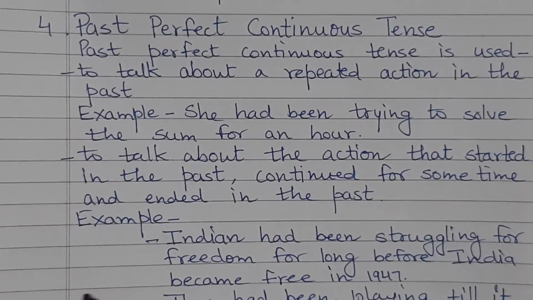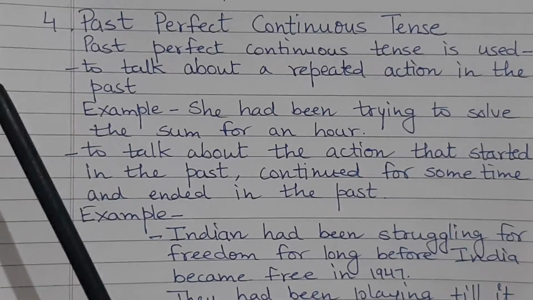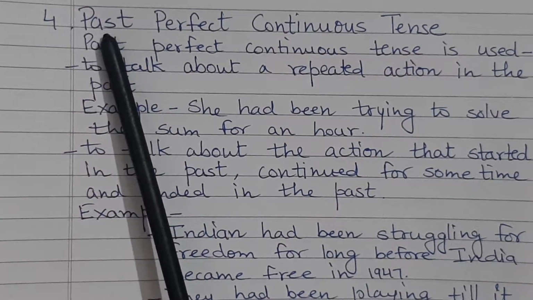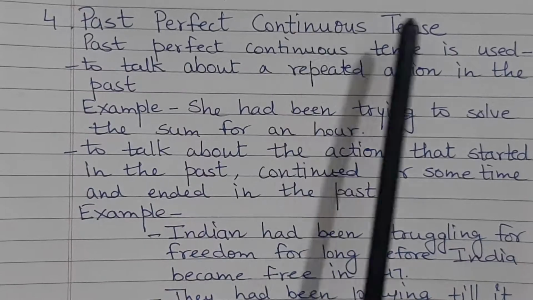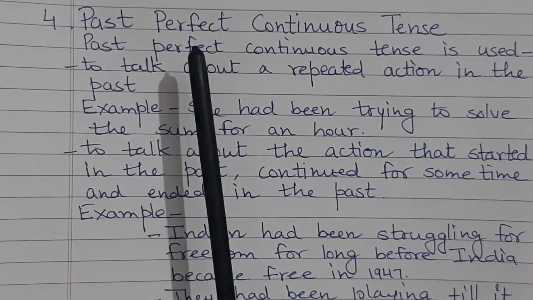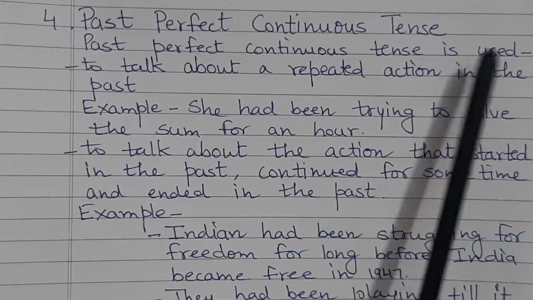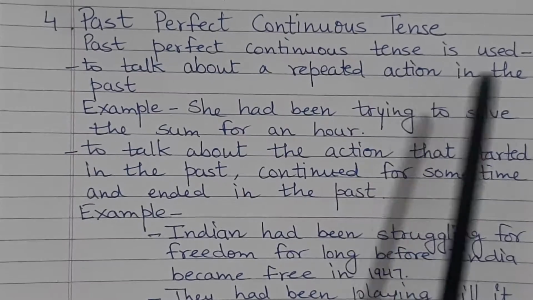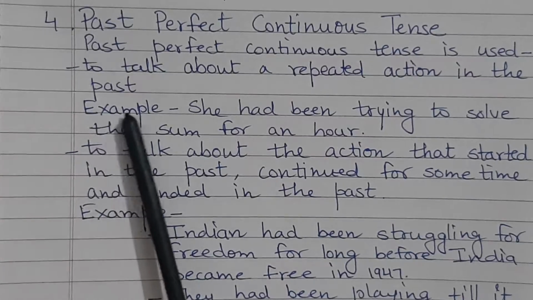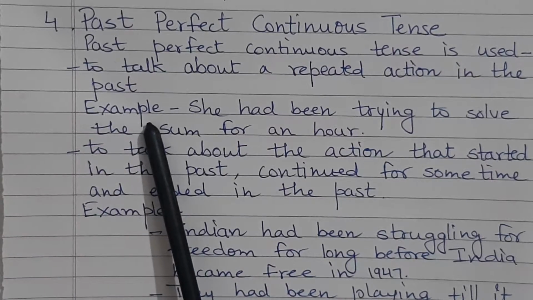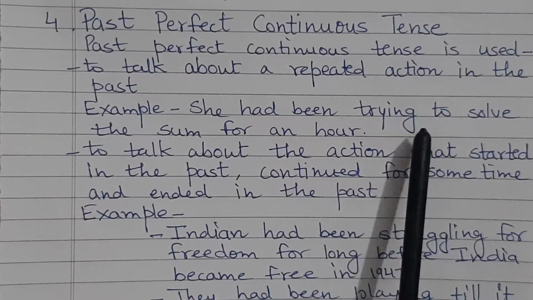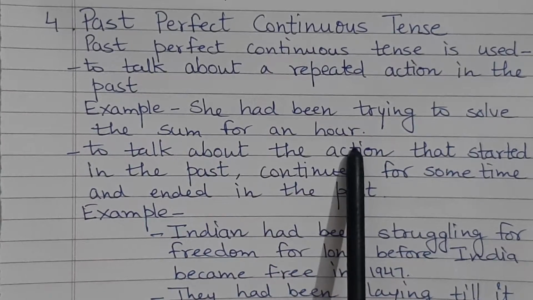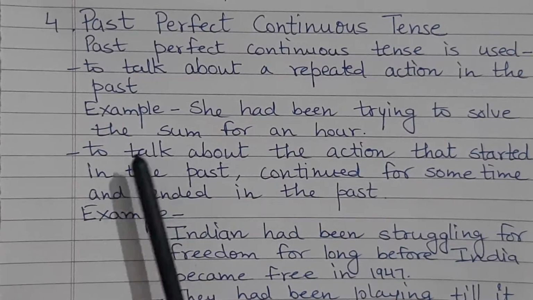Students, we have done with past perfect tense. Now the last one, past perfect continuous tense. Past perfect continuous tense is used to talk about a repeated action in the past. For example, she had been trying to solve the sum for an hour.